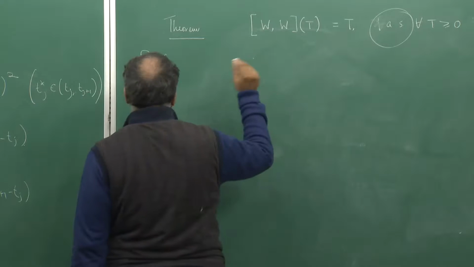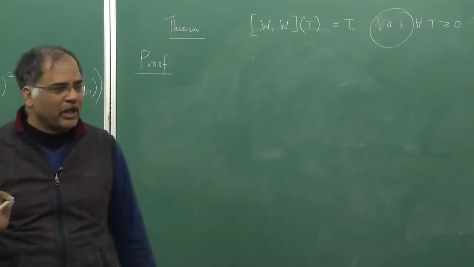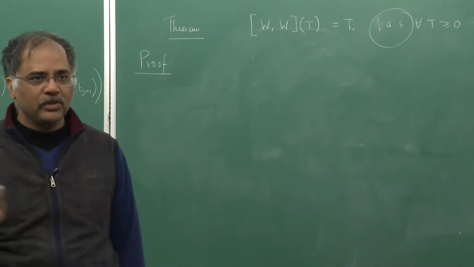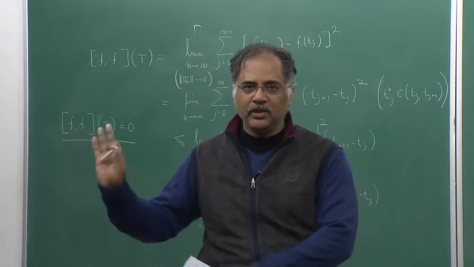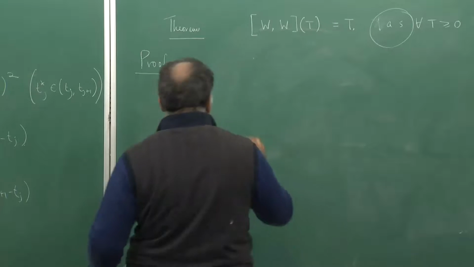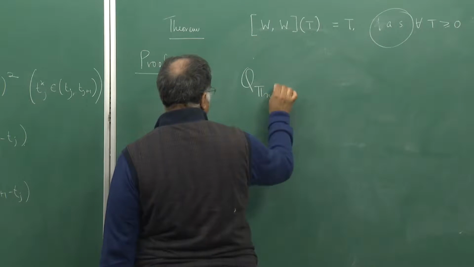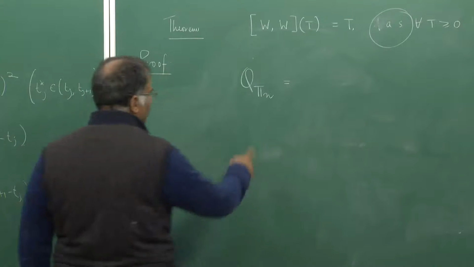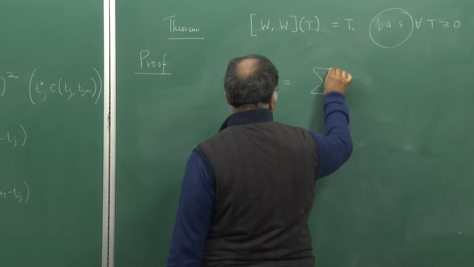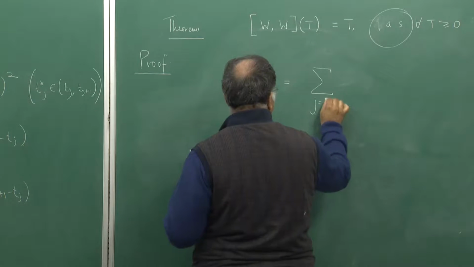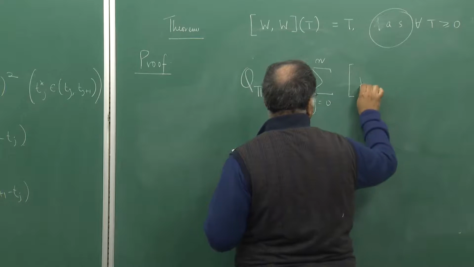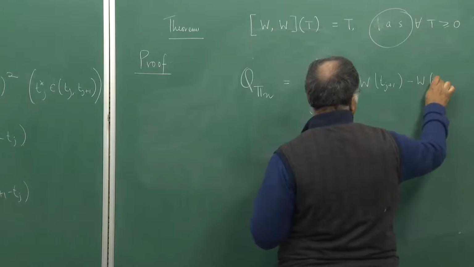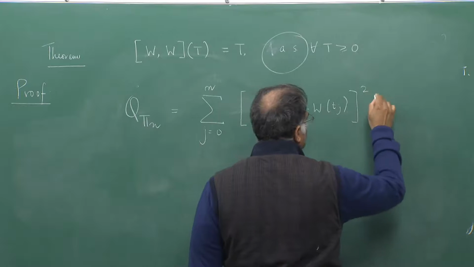So, again you do the same sort of partition of the interval. Partitioning is something I am not going to write, because I have already written how I am partitioning the interval, what big pi n is, and what it means for norm pi n to go to 0 as n goes to infinity. So, I am going to define the total quadratic variation on a given partition, the nth partition, as before, as the sum from j equal to 0 to n of (W t j plus 1 minus W t j) squared. This is sometimes called the sampled quadratic variation.